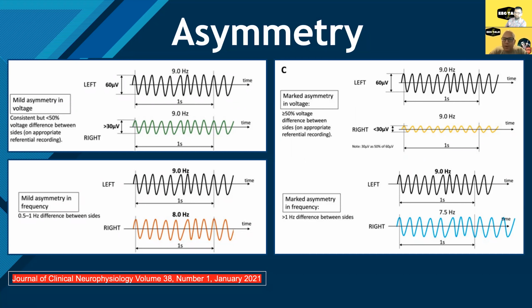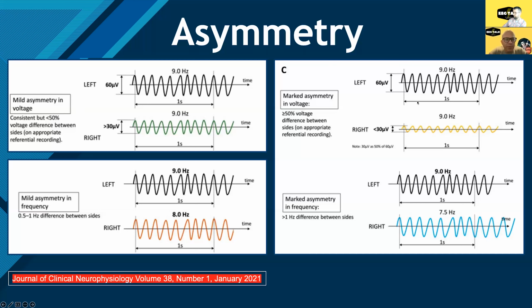So you can have asymmetry, which can be a difference in the amplitudes, even if the frequency content is about the same on the two sides. Or it can be a frequency difference, even if the amplitudes are about the same, or it can, of course, be both. And you can have varying degrees. So for voltage, we use the term mild when the difference is less than 50%, but you can see it. If it's more than 50%, we call it marked.